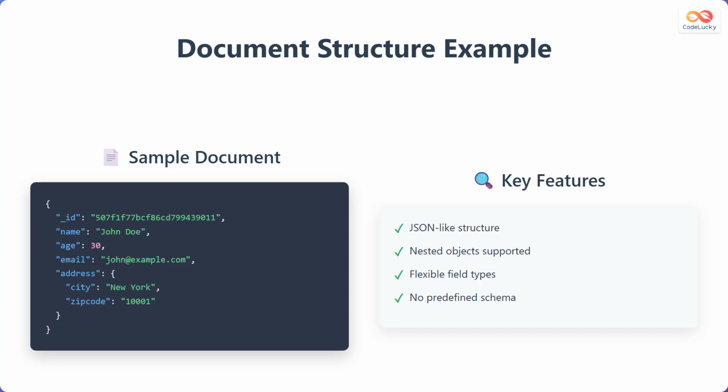Here is an example of the structure of a sample document. The document has key-value pairs like ID, name, age, email, and address. Key features of a document are: it follows a JSON-like structure, supports nested objects, allows flexible field types, and there is no predefined schema.